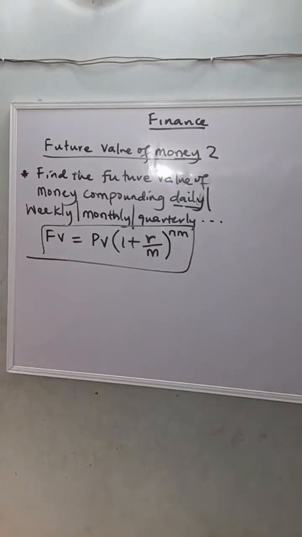Looking at that formula very well, for future value of money compounding daily, weekly, monthly, quarterly, semi-annually, that is the formula. It's only the interest rate that will be divided by M, and you go ahead and find the answer.